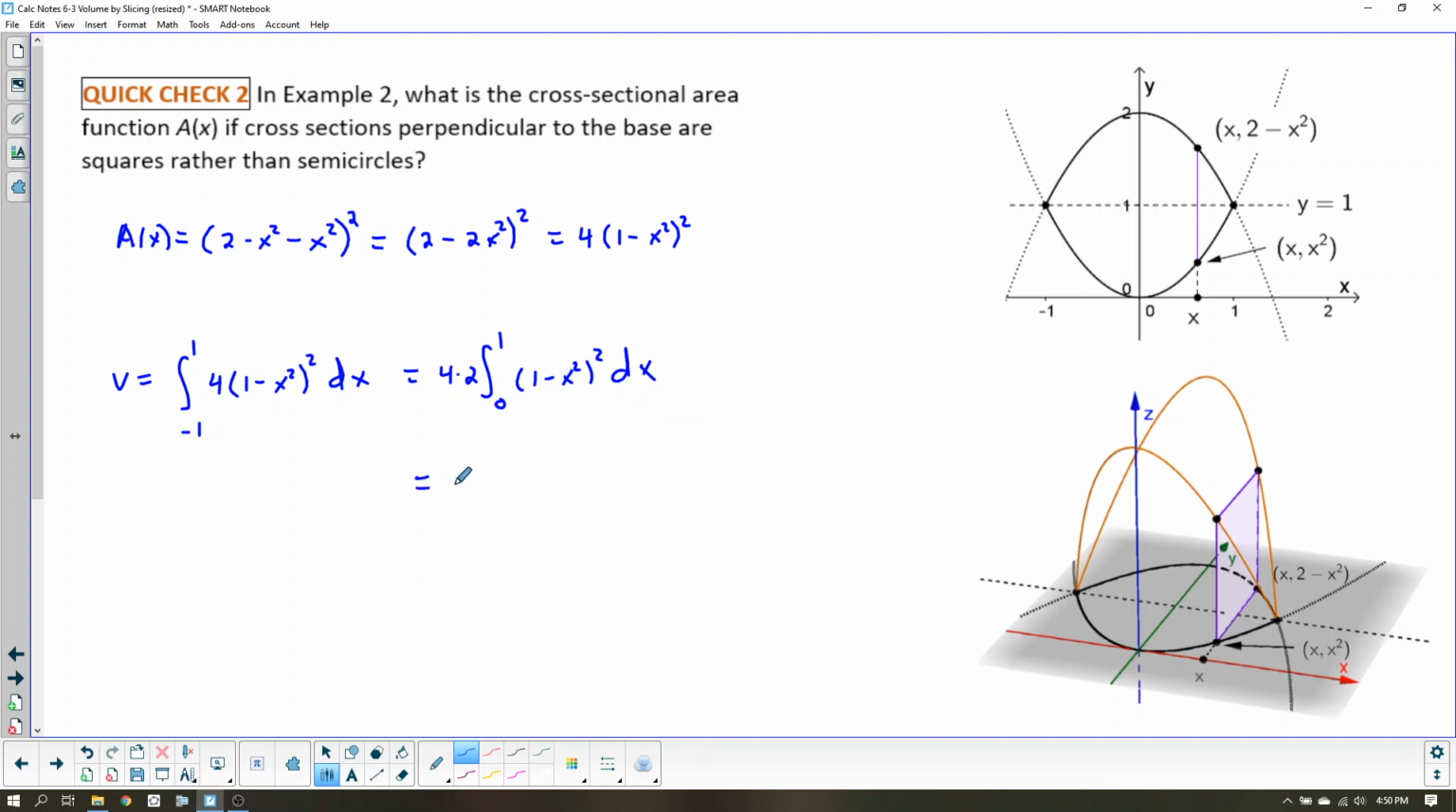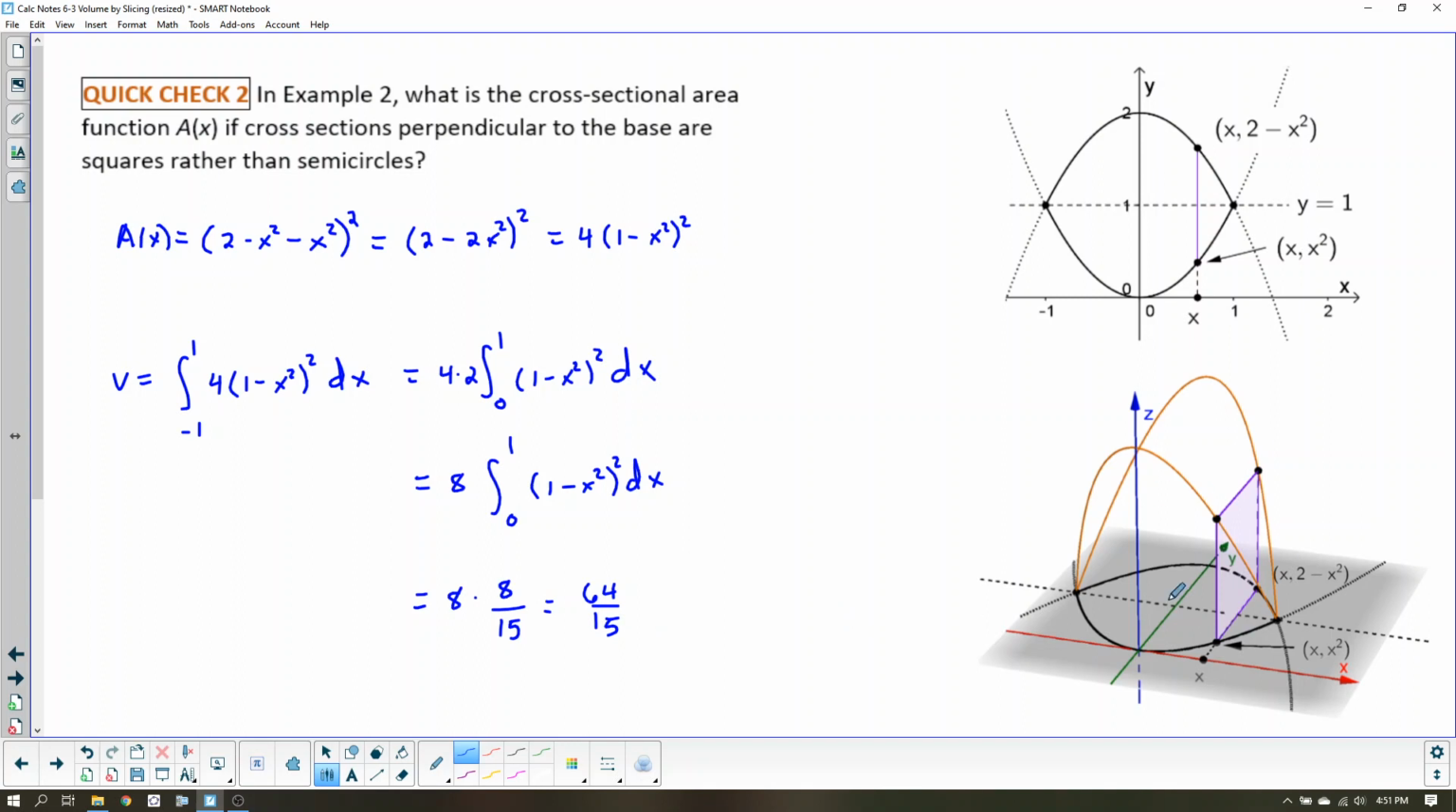So again, all these steps are optional here. That just gives me 8 times the integral from 0 to 1, 1 minus x squared dx. And once again, same integral we have here. So this is 8 times the volume of the first one. So 8 times 8 over 15, which is 64 over 15.